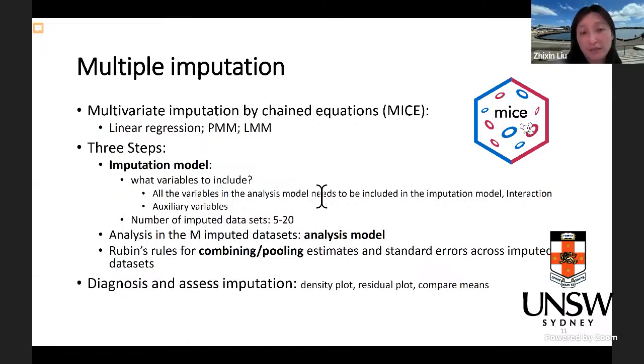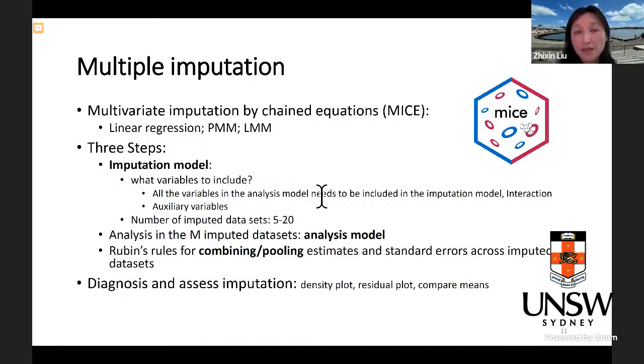But mainly there are three steps or elements involved in multiple imputation. The first step is to construct your imputation model. What is the imputation model? What variables should it include? The variables included in the imputation model should cover all the variables you are interested in including in your analysis, and also, like I said, the auxiliary variables. Another note is that if you have planned an interaction term in your analysis model, it should also be included in your imputation model.